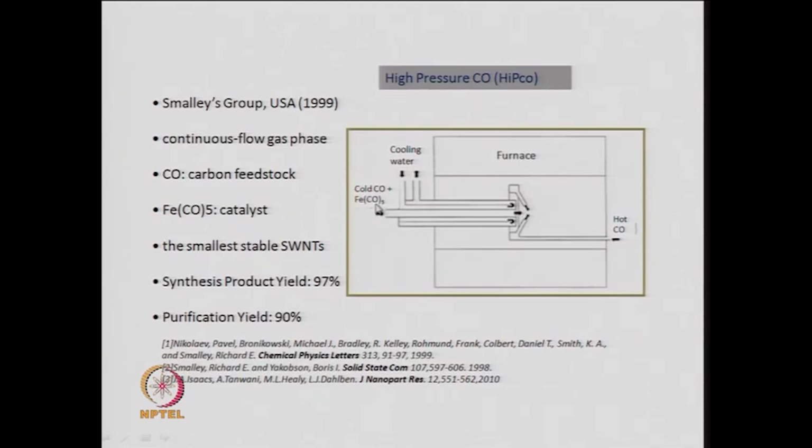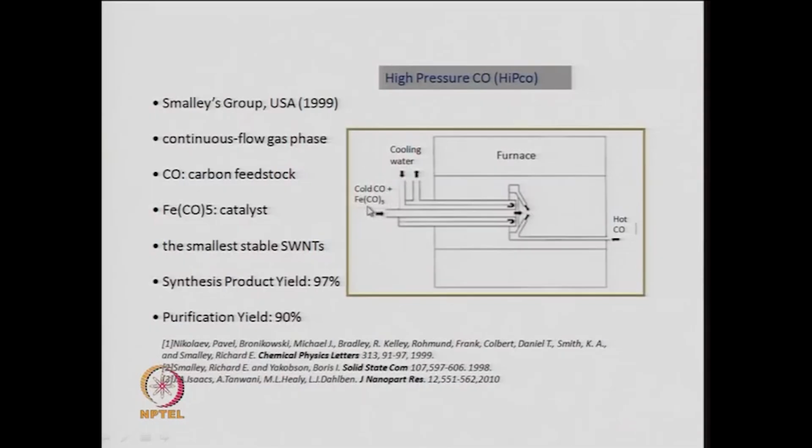It acts as the catalyst here. In all earlier discussion also we mentioned that catalyst is important, but we were using metal catalysts like iron or cobalt or nickel or yttrium etcetera, or a mixture of metals as catalyst. Here you are using a metal carbonyl as catalyst, and along with that you are passing a cold stream of carbon monoxide gas. Here there is cooling water to make it cooler, and then here you have the furnace to heat this carbon monoxide. This method is called the high pressure carbon monoxide method.